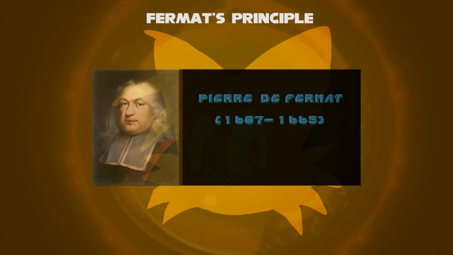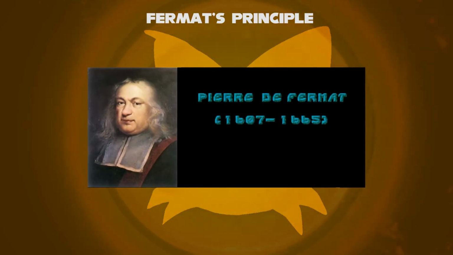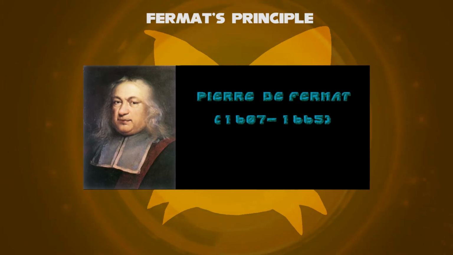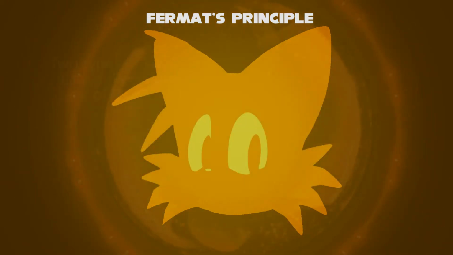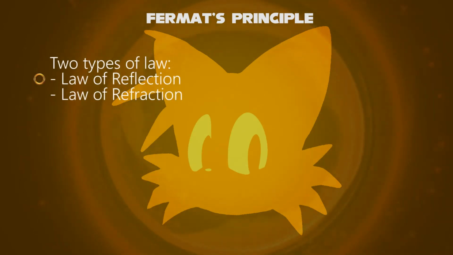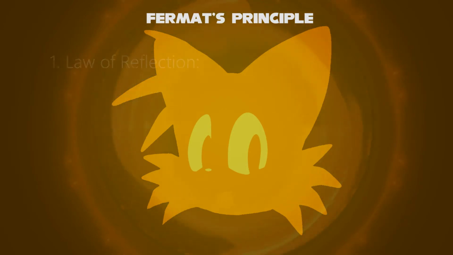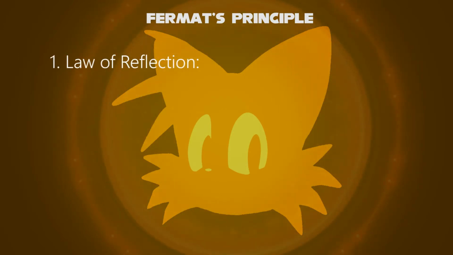This comes from French lawyer Pierre de Fermat, 1607 to 1665. He was best known for his Fermat's principle for light propagation. There are two types which he had classified: law of reflection and law of refraction. First, we start with law of reflection.